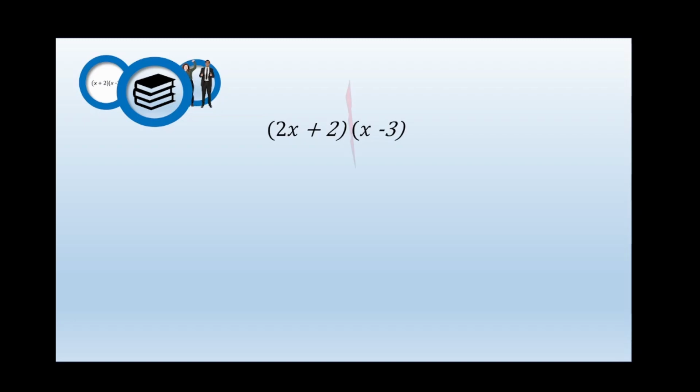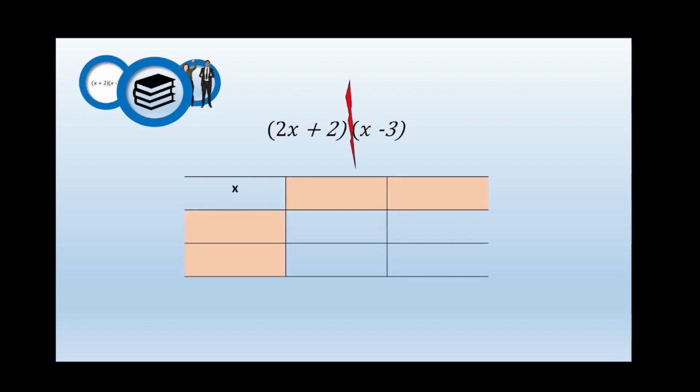I split the bracket, I form my grid. Now the 2x and the plus 2 from the first bracket I'm going to put into here. So there you go. And then the x minus 3, I'm going to split that. There's the x, there's the minus 3, and I'm ready to go.